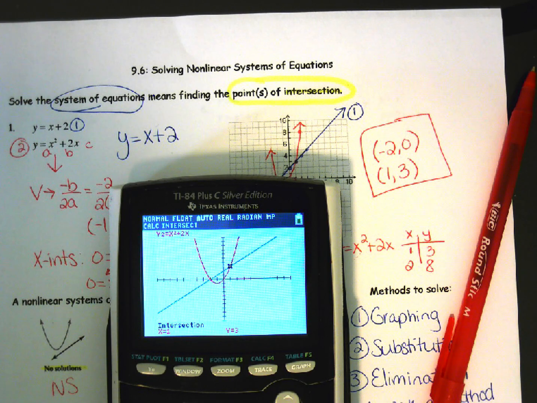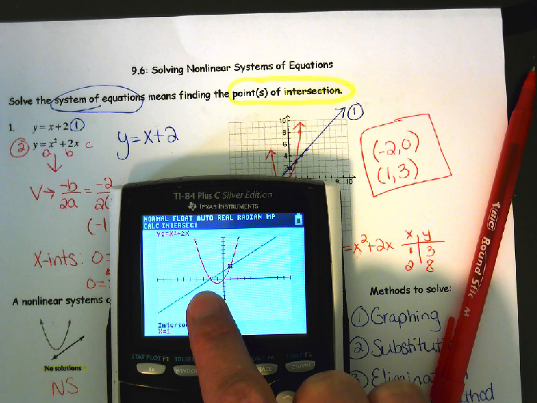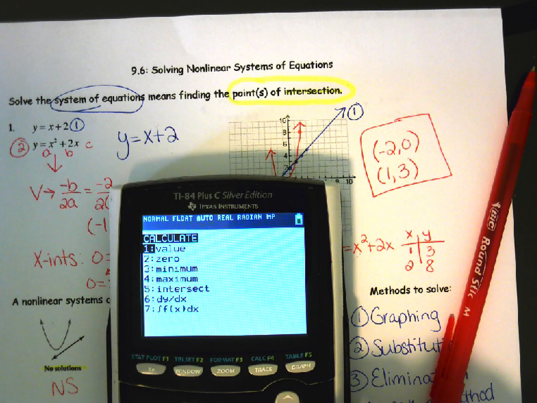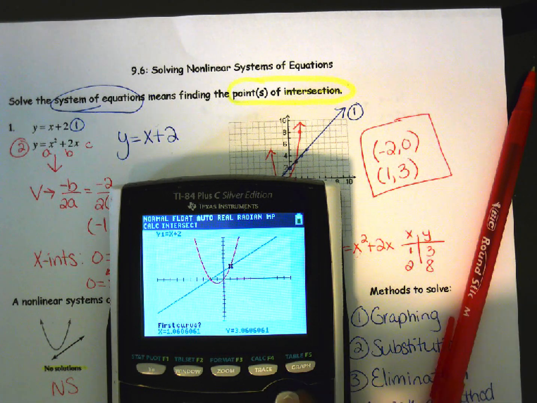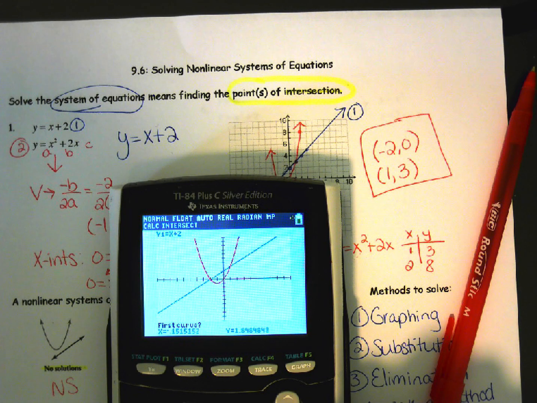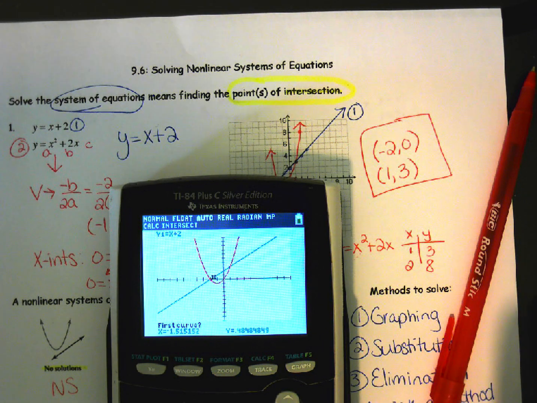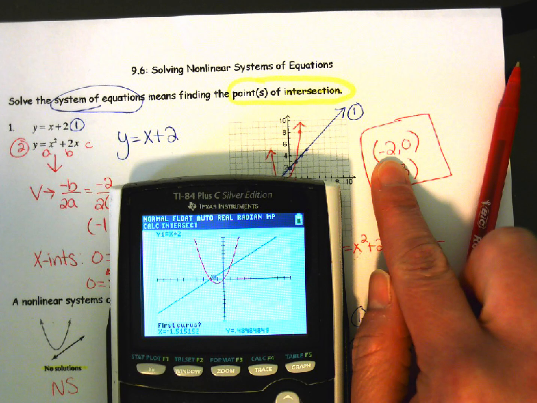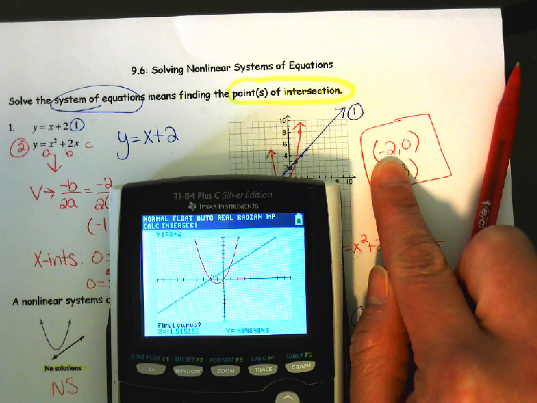And if you did want to find this other intersection, you just have to go second, calculate, intersect. And now when you see the blinking star, you just have to move it over to the other side. Because maybe it's a decimal. Maybe this really wasn't negative 2. Maybe it's negative 1.96.